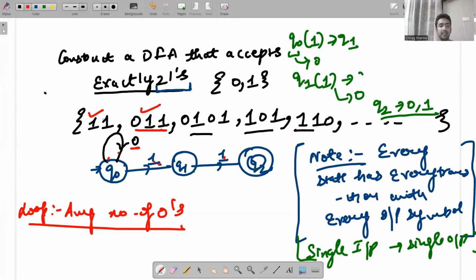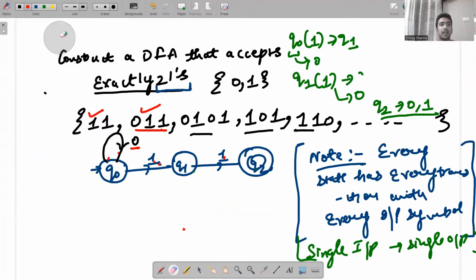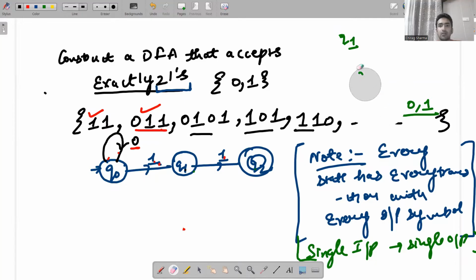Now the second important part over here is Q1. Q1 already has a transition with 1, so Q1 must have a transition with 0 as well. So what kind of answer can be put up in this particular context? Now I can give Q1 just see, Q1, I can give 1, I can give 0 over here.